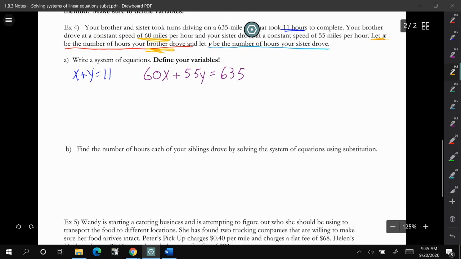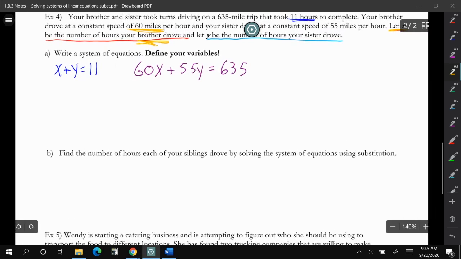Then B says, find the number of hours each of your siblings drove by solving the system using substitution. So since I already have the equations up above, I'm going to use that space for my work. x plus y equals 11. It doesn't matter which one you solve for. Because they're both just one x and one y, it's equally easy to choose x or y. If it was like 2x plus y equals 11, then I would probably get y by itself, so that way it's a little bit easier to deal with.